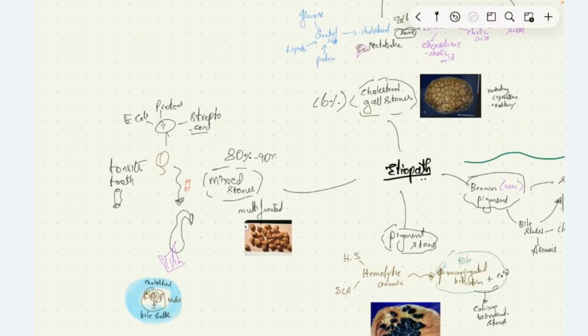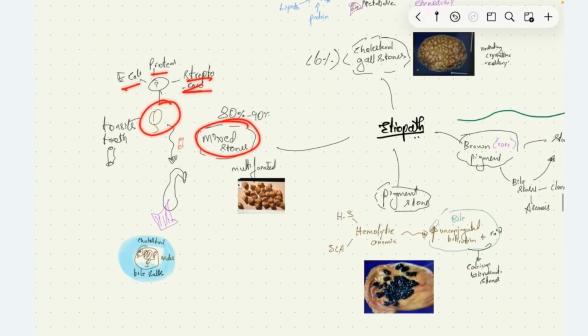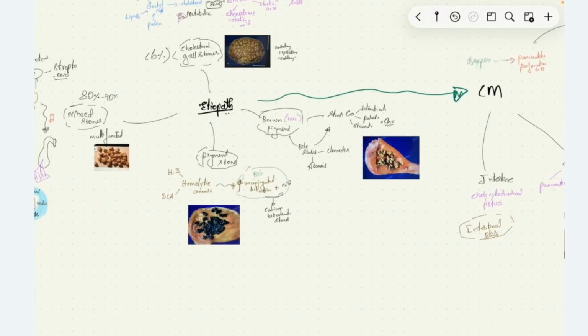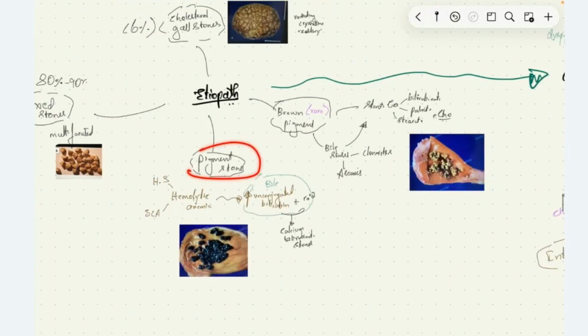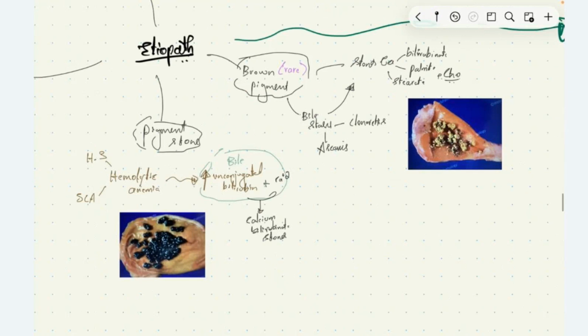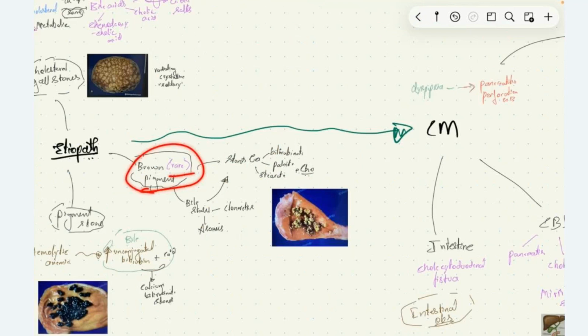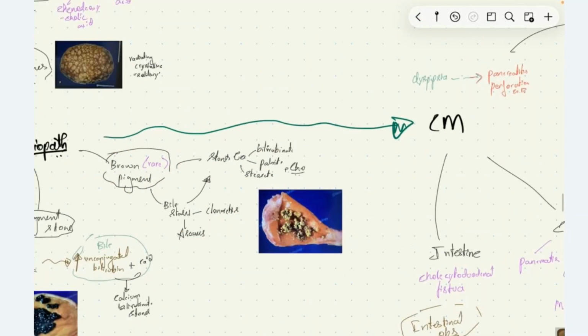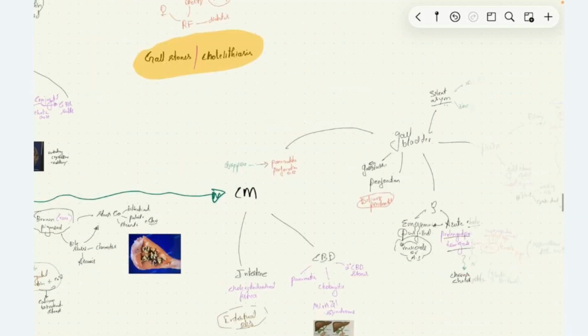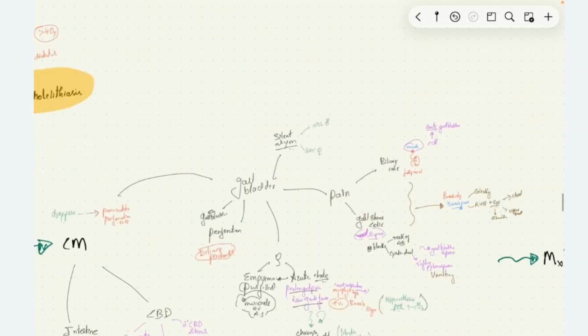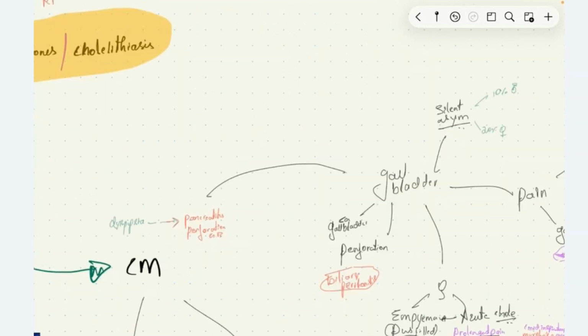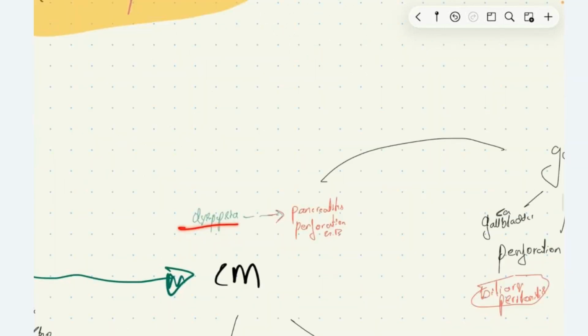The mixed stones are caused due to bacterial infection, E. coli, Proteus, streptococci, causing a central nidus around which cholesterol and bile salts precipitate. We have pigmented gallstones occurring in hemolytic anemia, where we see calcium bilirubinate stones. We have brown pigment stones, which are a rare condition occurring due to bile stasis secondary to Ascaris or Clonorchis infection, where these stones have calcium bilirubinate, palmitate, stearate, and cholesterol crystals.